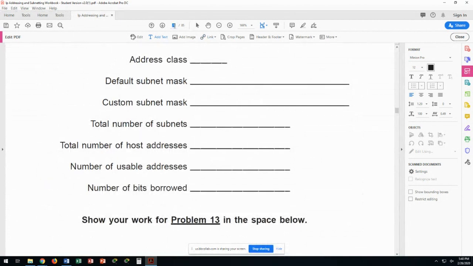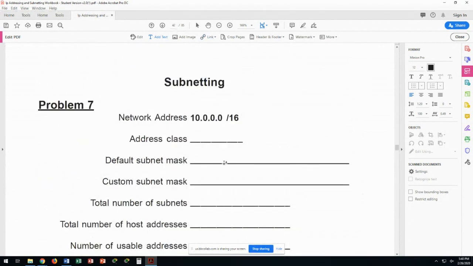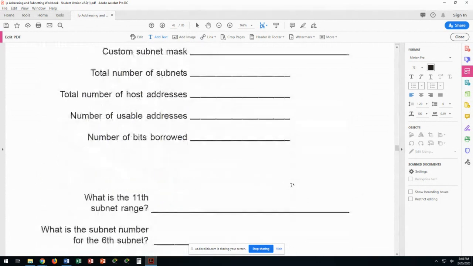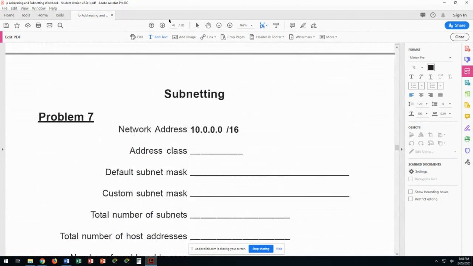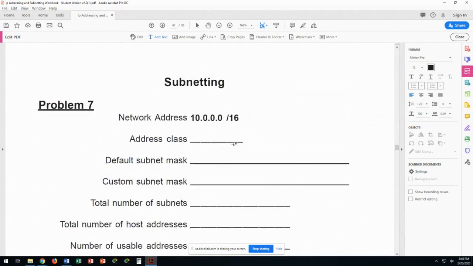Let's do, I think it's 42. Okay, I went to page 44, technically, 42 on the Acrobat, but it's page 40. So this /16, as we found out in one of our labs too, the slash tells us how many bits we're using for our subnet mask. So they're automatically telling you how many bits you've borrowed.